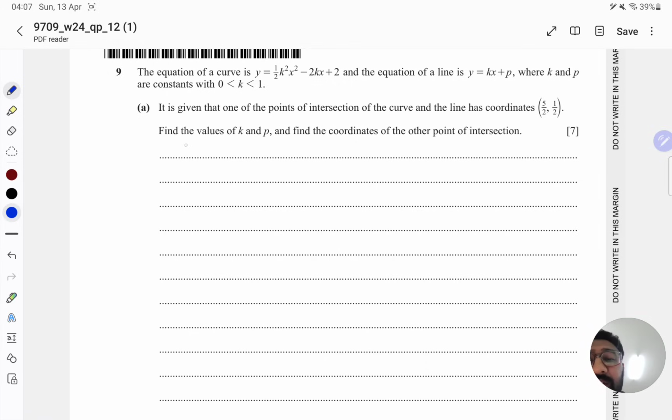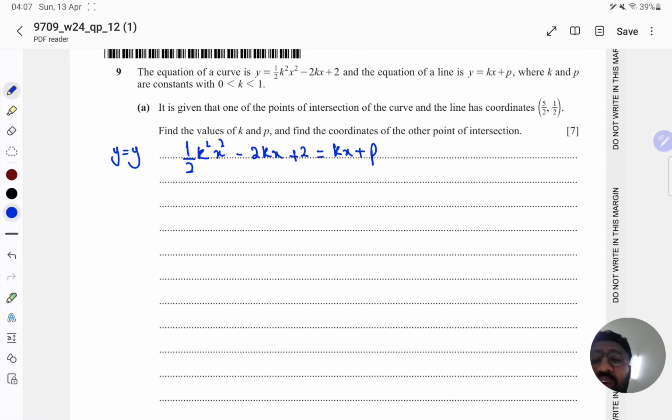So let's write down the y's as equal, because they're talking about the point of intersection. So 1 by 2 k square x square minus 2kx plus 2 equals kx plus p.